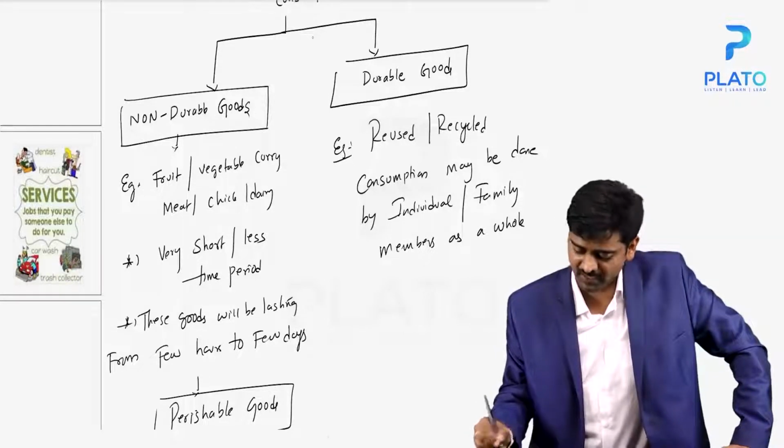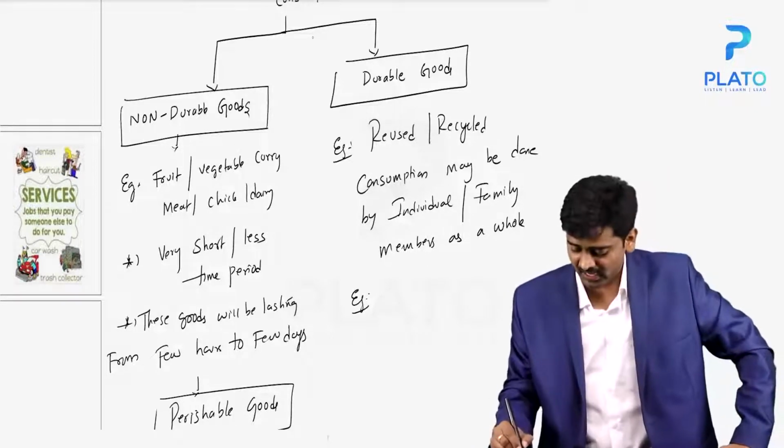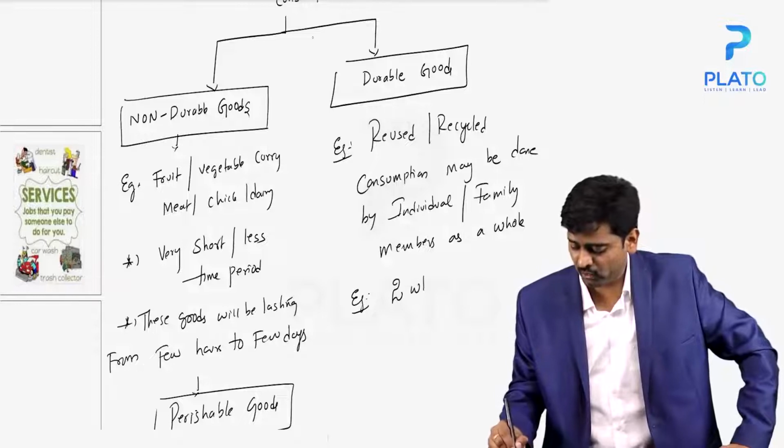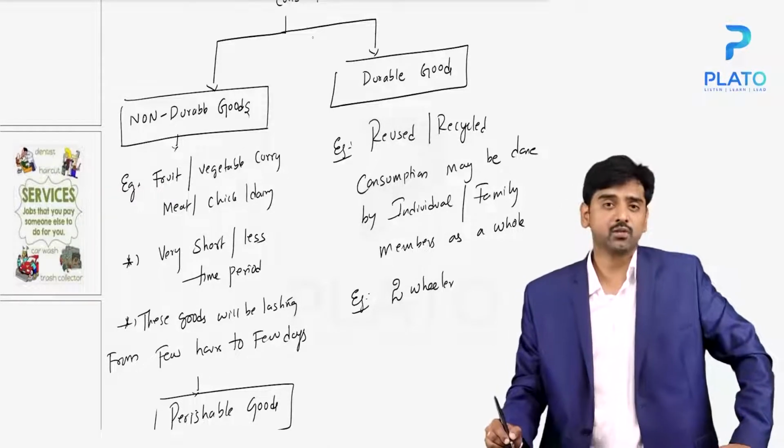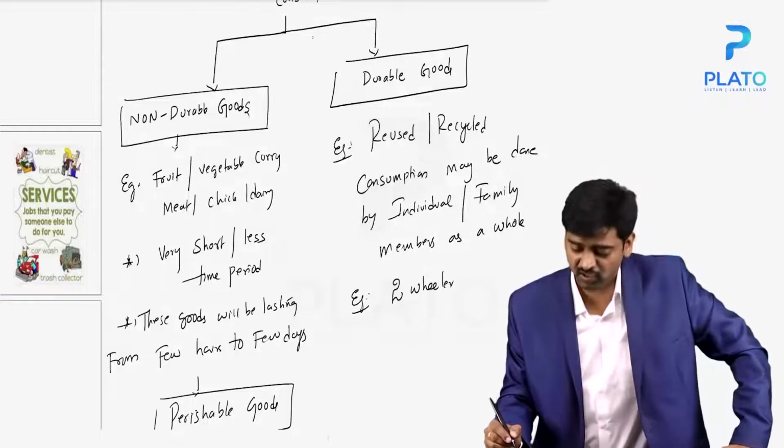So sir, can you please give me some examples regarding this? Yes, I can clearly give some examples. Like if you have a two-wheeler at home, obviously, is it a durable good or not? It has a much longer lifespan, right?